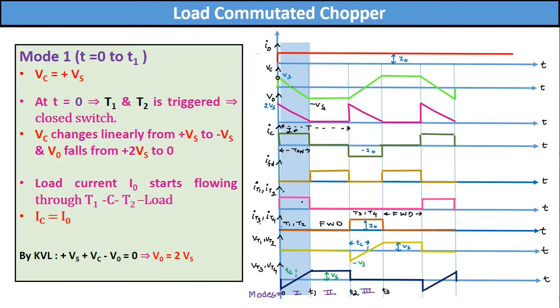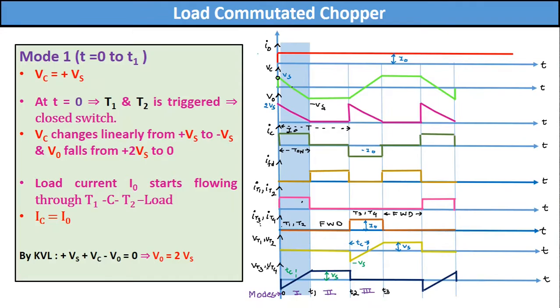Now comes the current through the conducting thyristors. The T1 and T2 thyristors are conducting. Therefore, the current through these thyristors will be equal to the load current because all these devices are connected in series with the load. The thyristors T3 and T4 are in the non-conducting state. Therefore, current through them will be equal to 0. T1 and T2 are on, so ideally they will act as a short circuit. That means the voltage across these devices will be equal to 0.